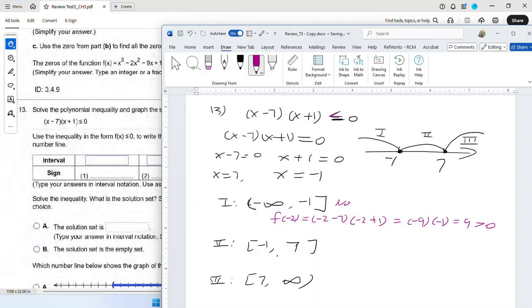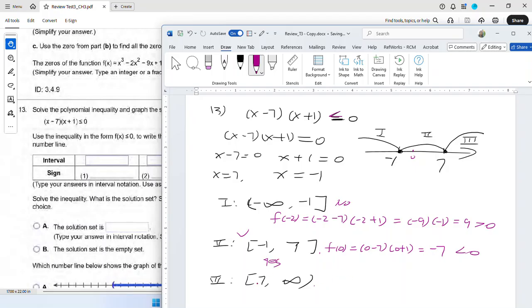Okay? And then the second interval, between negative 1 and 7, I can use 0 because 0 is in the interval. 0 is easy to calculate. All right, and then this will be negative 7. Negative 7 is less than 0. So yes, this one is the solution. Okay, this is the solution.